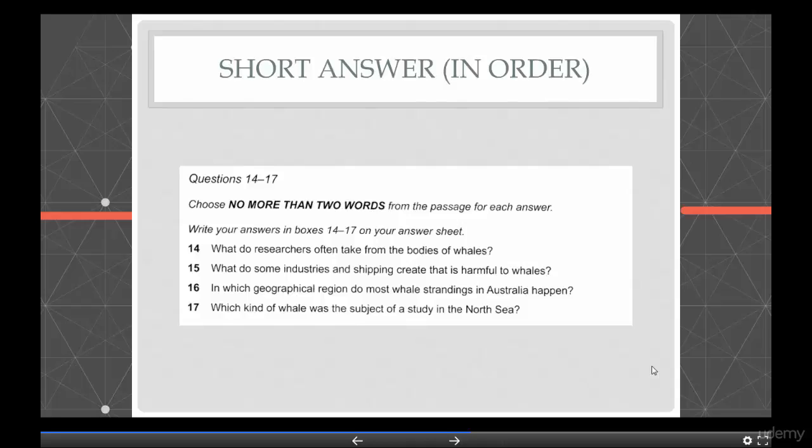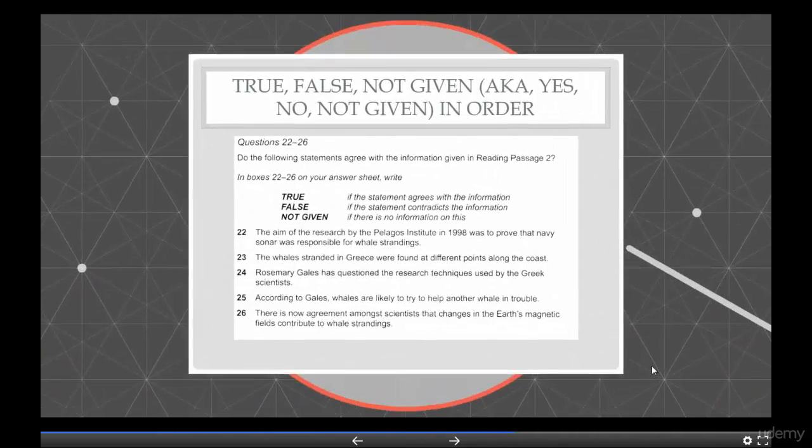Really important that you look at the directions: no more than 2 words, okay? But the short answer question goes in order, which means after number 14, you'll find number 15. Or if you know where 14 is or you know where 16 is, then you know 15 is in between. So that's important to know.